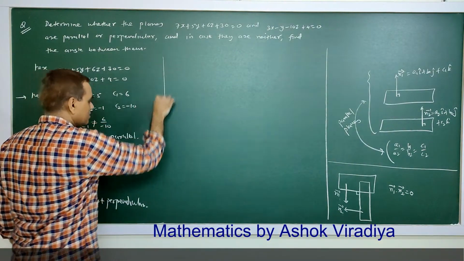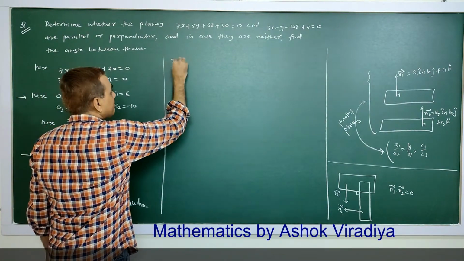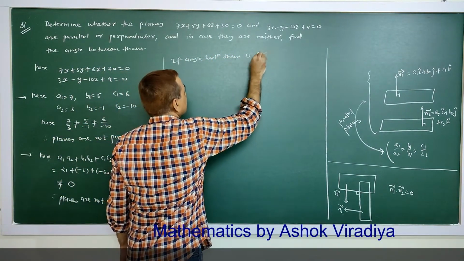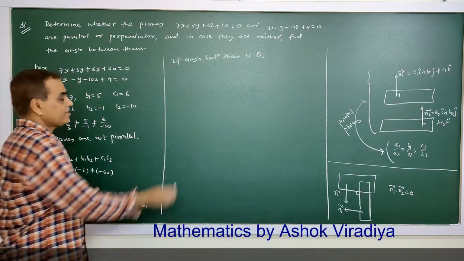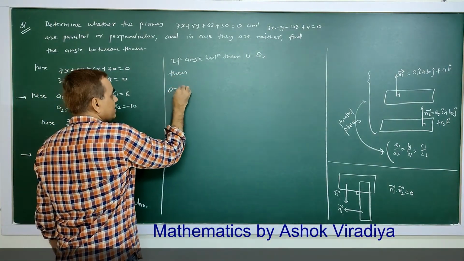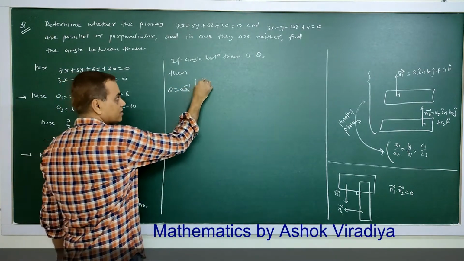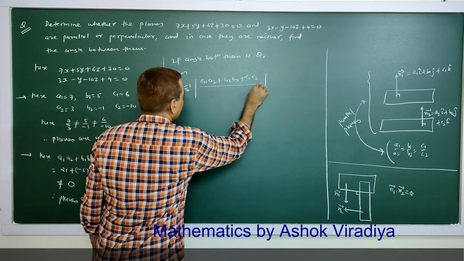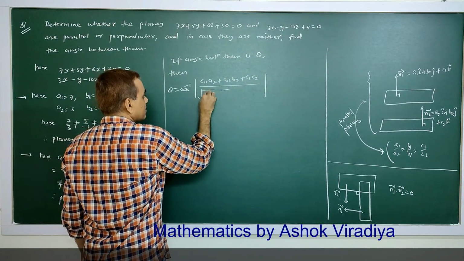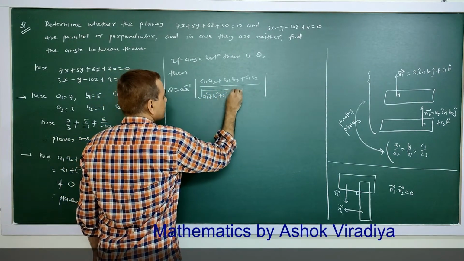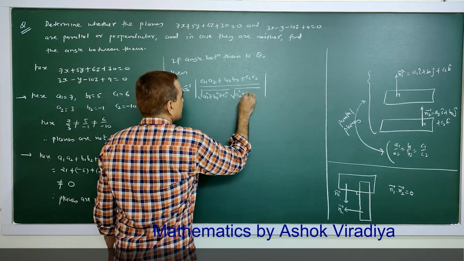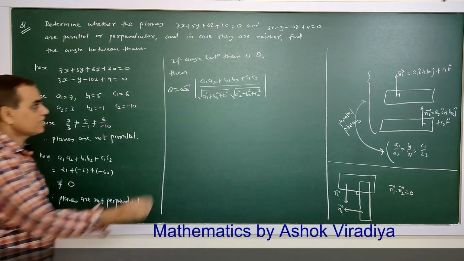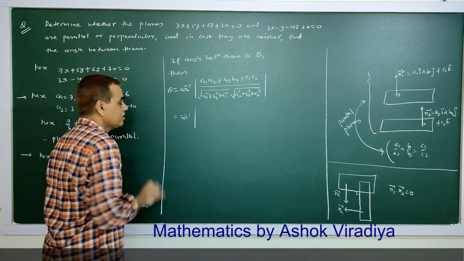So therefore, if angle between them is theta, then theta is cos inverse modulus of a1 into a2 plus b1 into b2 plus c1 into c2 upon square root of a1 square plus b1 square plus c1 square into square root of a2 square plus b2 square plus c2 square. So that is cos inverse modulus.